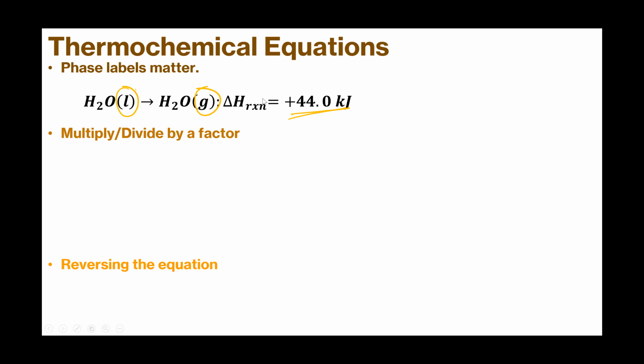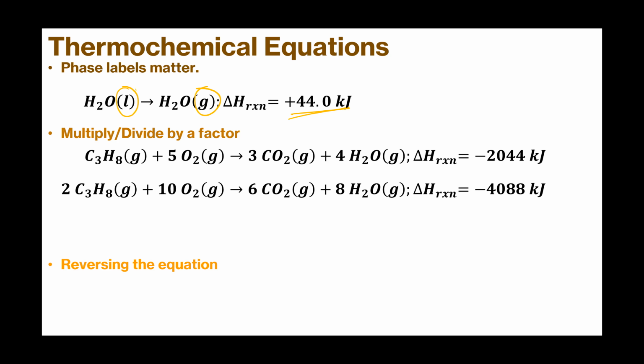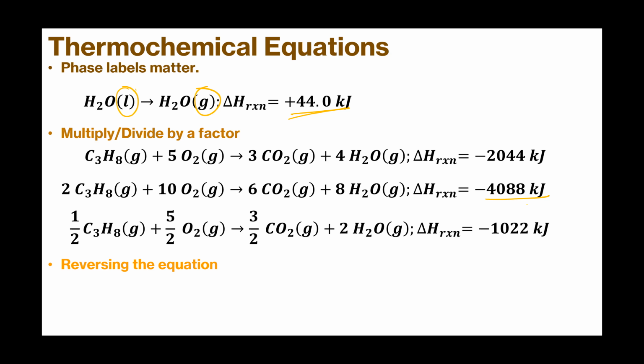You can multiply or divide by a factor. Here's our original propane equation. We can multiply the whole thing by 2, and if we do that, we multiply delta H by 2 and get 4,088 kilojoules out. Notice this isn't officially balanced the way we said it was going to be, but for thermochemical equations, we can do this. We could also divide it, and now we can have fractions in here too. It looks weird, but it still works, right?